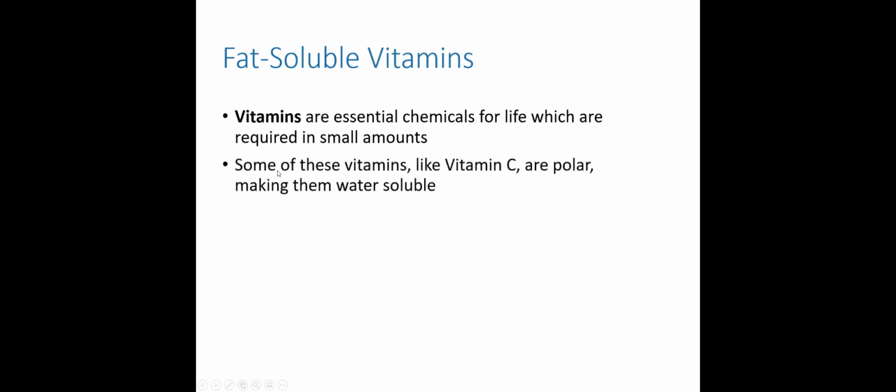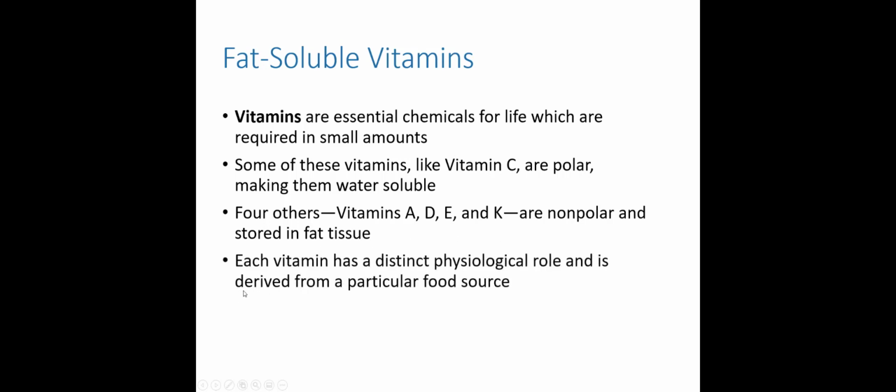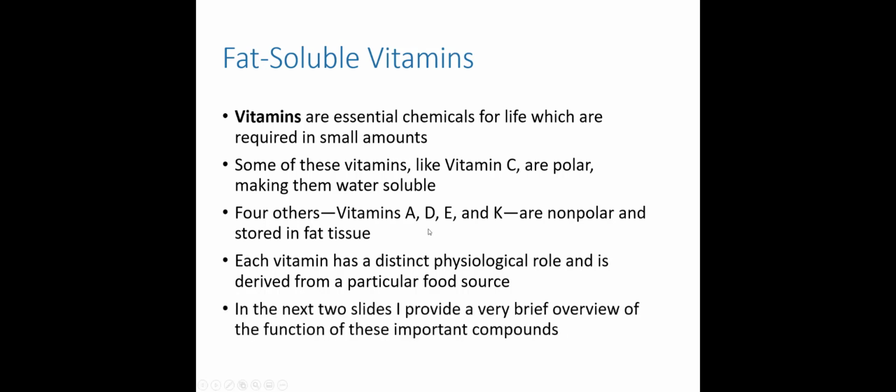Some of them are going to be water soluble, like for example vitamin C, also called ascorbic acid, which is very polar and easily soluble in water. But some of the vitamins are in fact nonpolar, and therefore they're stored instead in fat tissue, in adipose cells. Now, each of these vitamins, owing to their structure, essentially has a different role within the body, and they generally come from different food sources. So I'm just going to take a quick look at each of these, and I'm not going to go too much into detail with them.